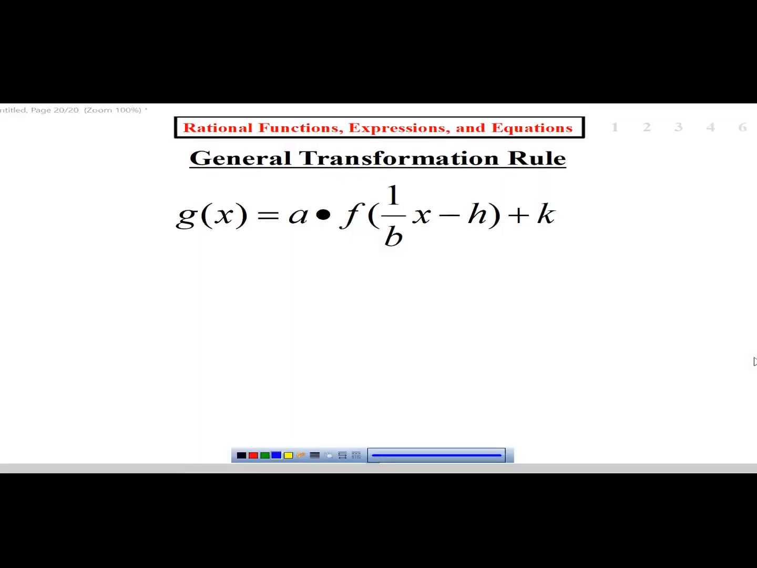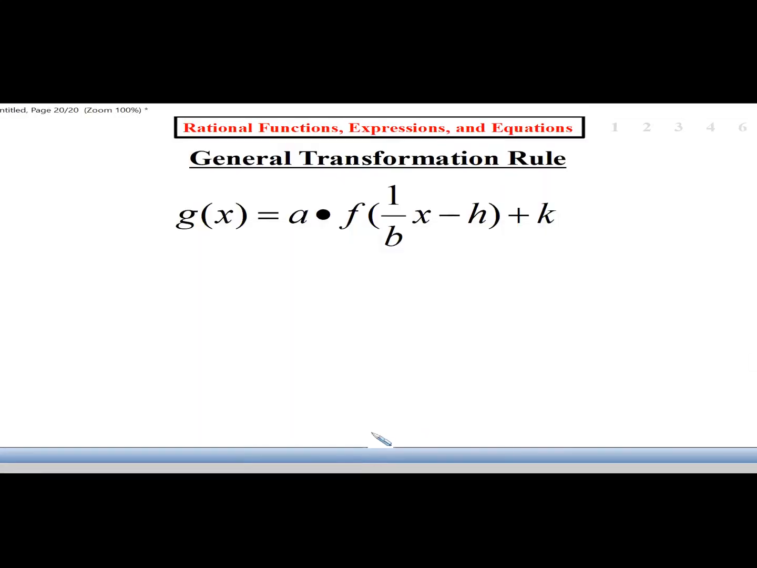Now, if you remember, we said that k moves the function in which direction? Show me with your hands. Some of you are pointing up, some of you are pointing down. So this moves it either up or down. Up, positive, down, negative. H moves our functions in which direction? Show me with your hands. Yes, I see you motioning to the side. It goes either to the left or to the right.